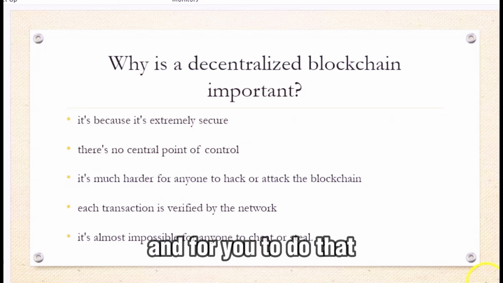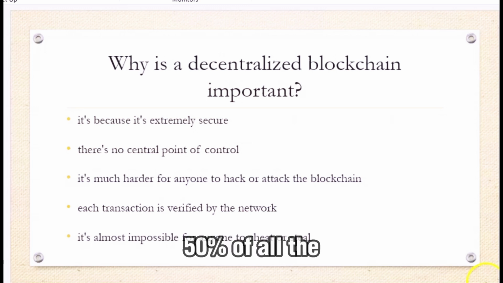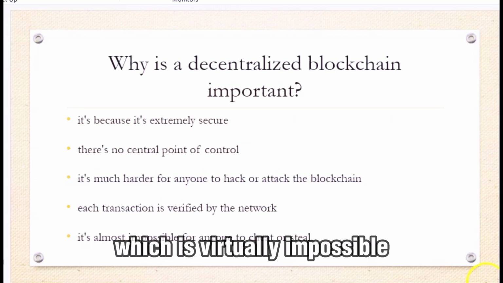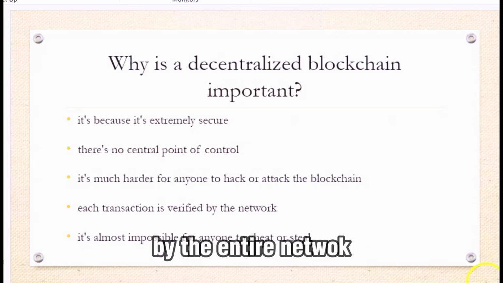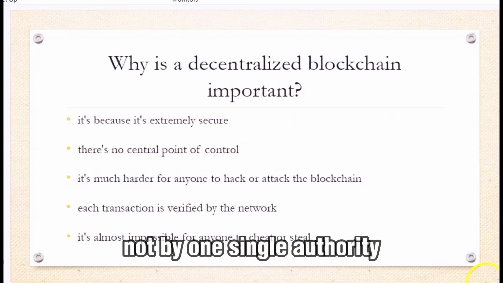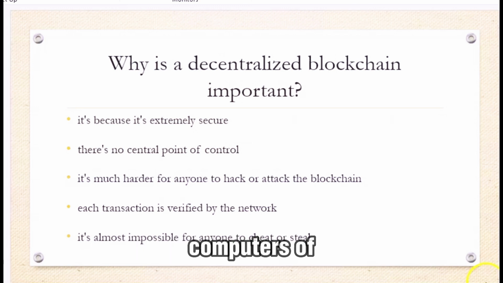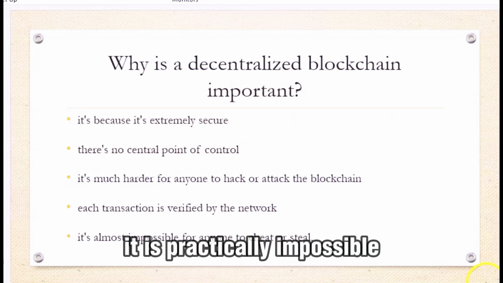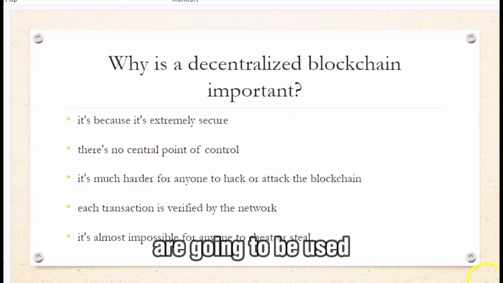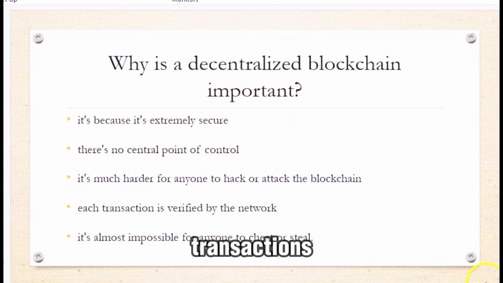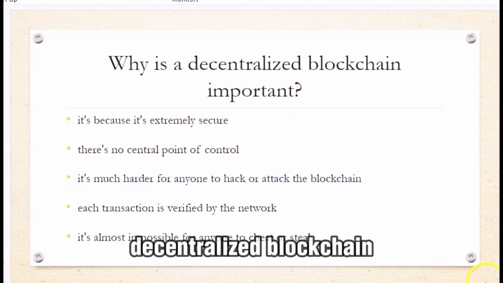Because for you to do that, you have to hack into over 50% of all the computers on the network, which is virtually impossible. Each transaction is verified by the entire network, not by one single authority. So you can't bribe all the computers on the network to change the records. It is practically impossible. And the way it works, it's random, so you don't know which computers are going to be used to validate the transaction. So it's almost impossible for anyone to cheat or steal in a decentralized blockchain.